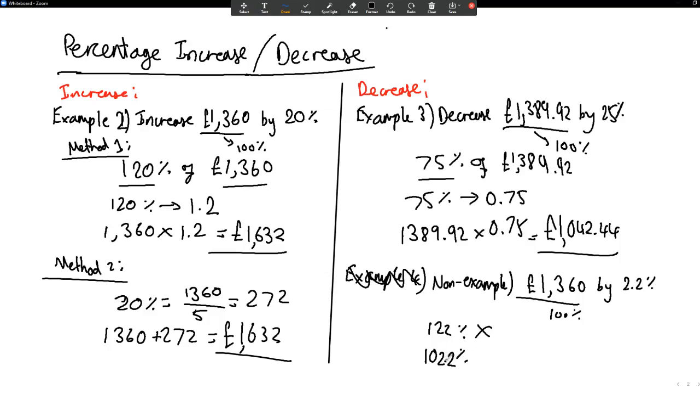Because we're only adding 2.2%. And then, obviously, if we can convert that by dividing by 100 to get that number, then you could figure it out with that increase. But you don't really need to think about this. Just remember, when it's by 2.2% or something smaller or something that isn't a whole number, you need to be extra careful.